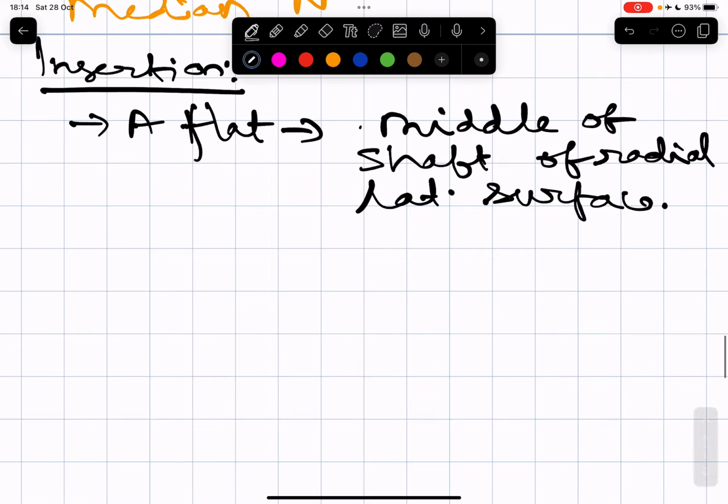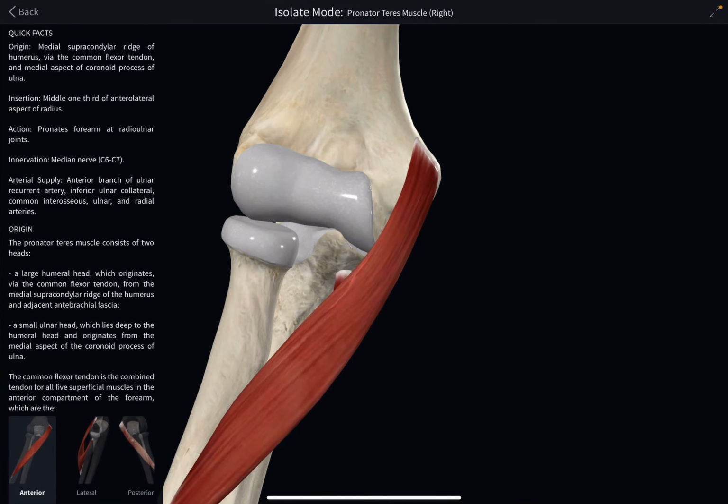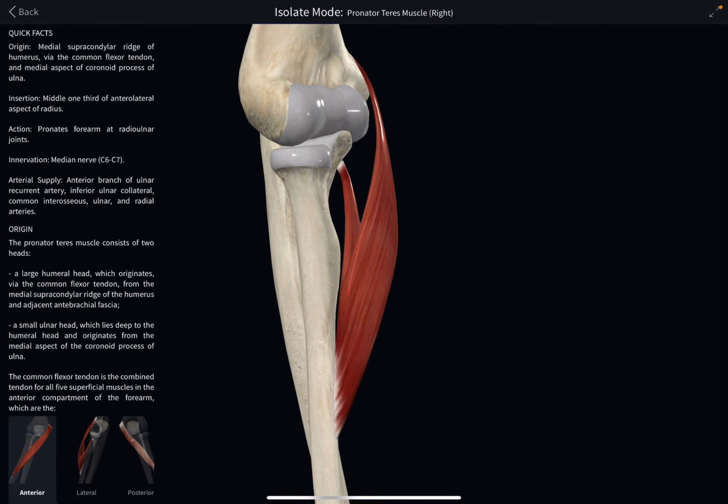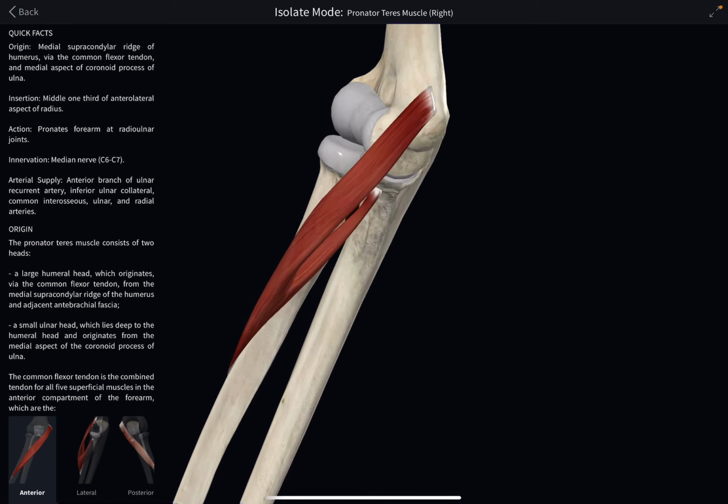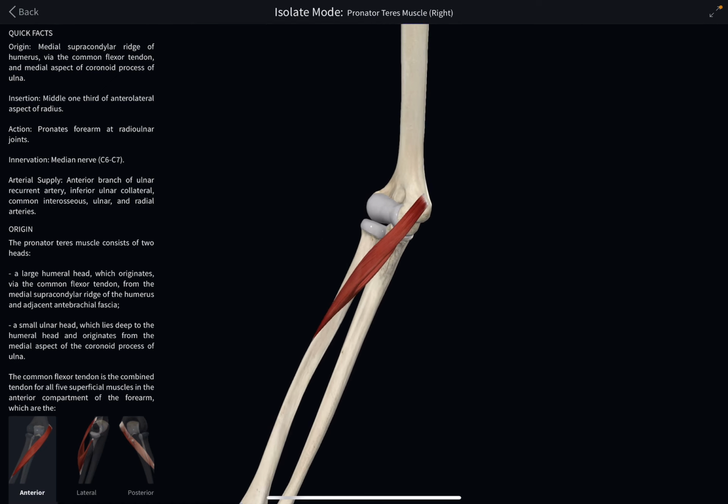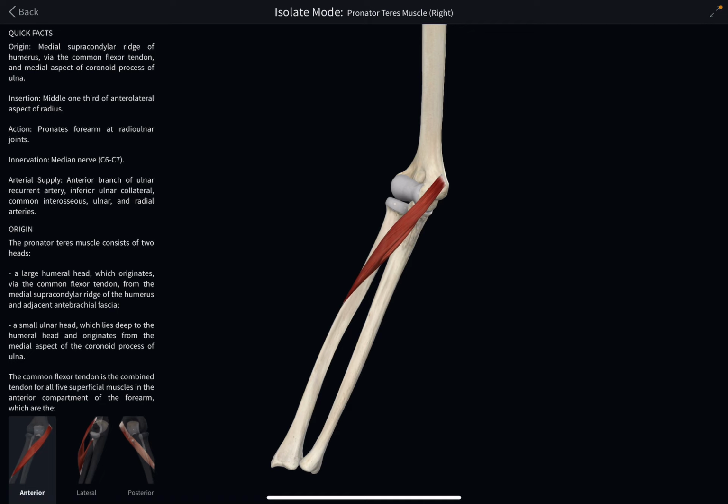That's the insertion. As you can see in this picture, we can see the insertion by a flat tendon into the middle of the lateral surface of the shaft of the radius, right? So that's the insertion.